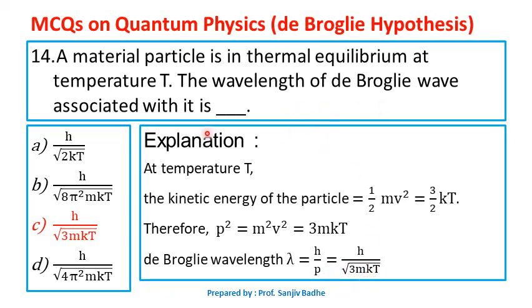So the wavelength of de Broglie wave associated with the particle which is in thermal equilibrium at temperature T is given by h upon square root of 3 mkT.